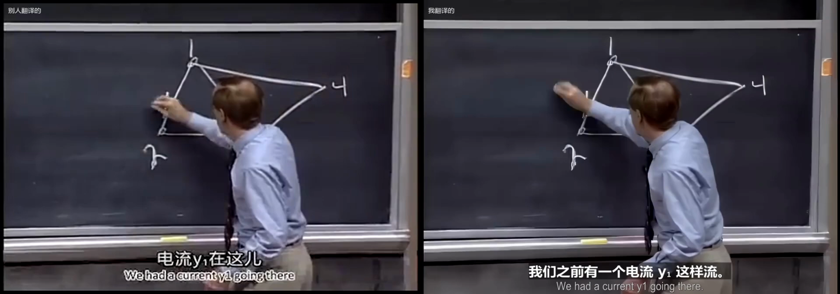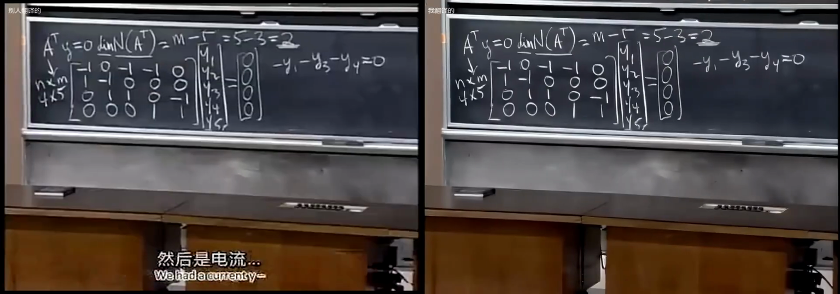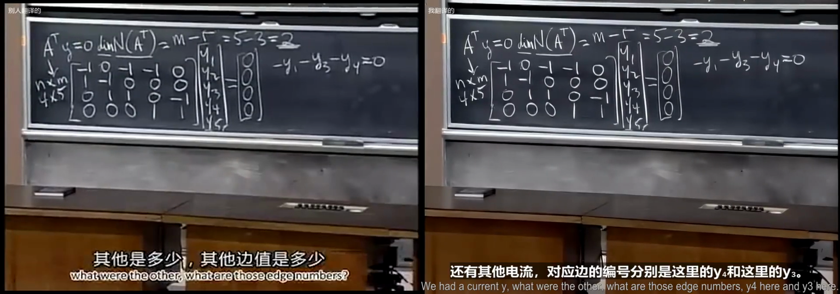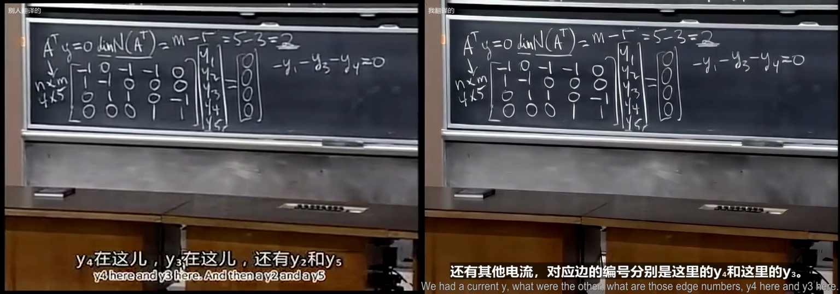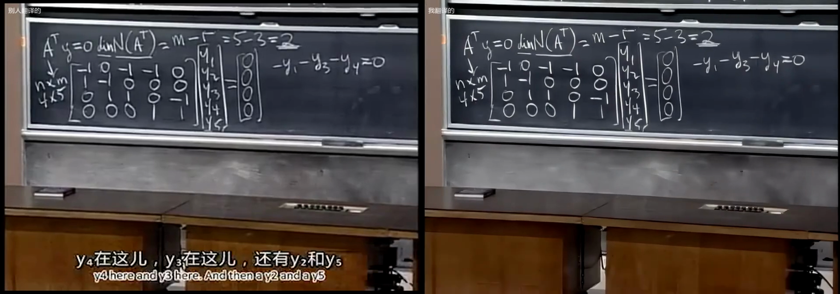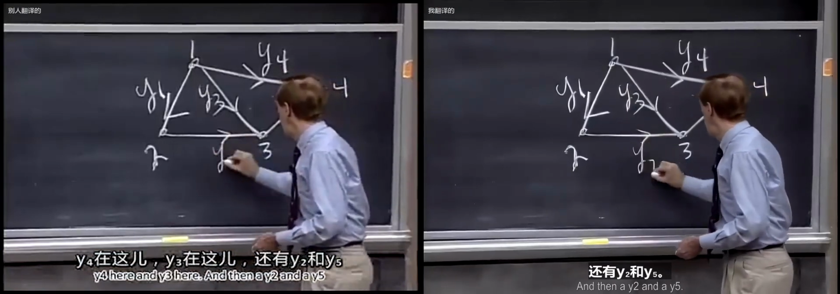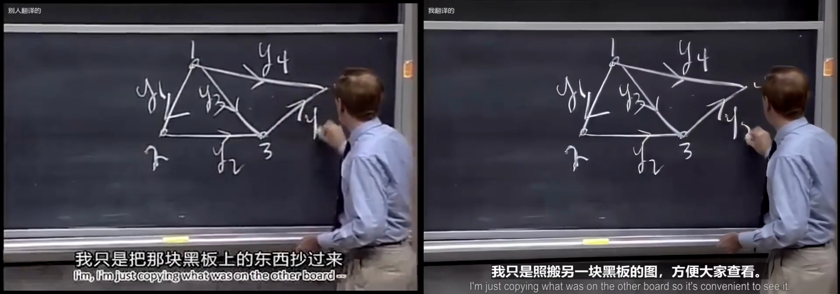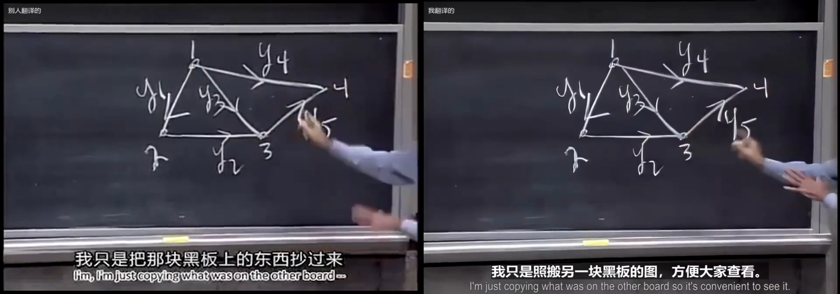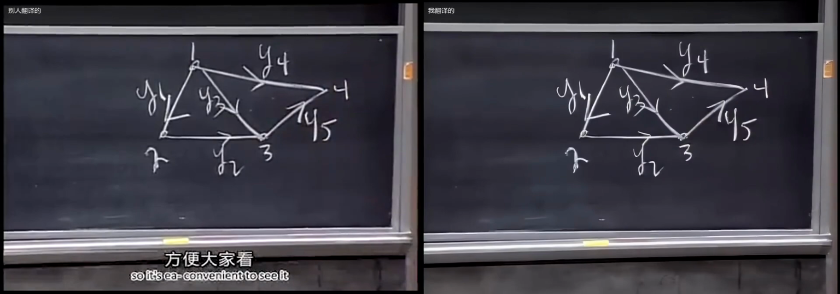We had a current Y1 going there. We had a current, what are those edge numbers? Y4 here and Y3 here. And then a Y2 and a Y5. I'm just copying what was on the other board so it's convenient to see it.